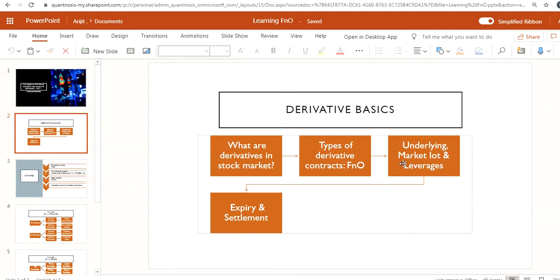Okay, so let's see some of the stocks that are available in the Indian market in our Nifty or Bank Nifty index.